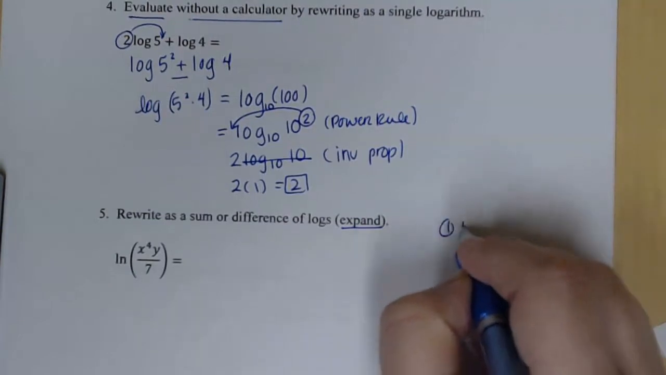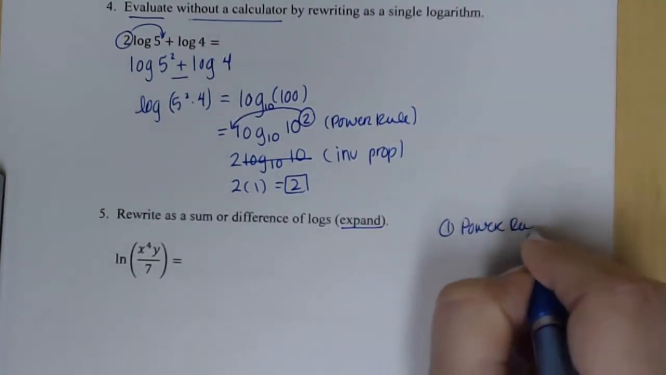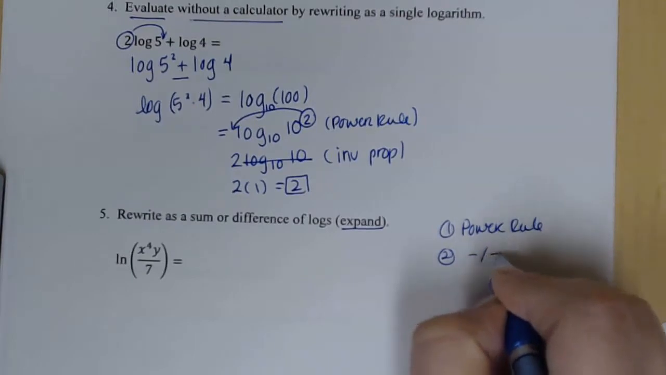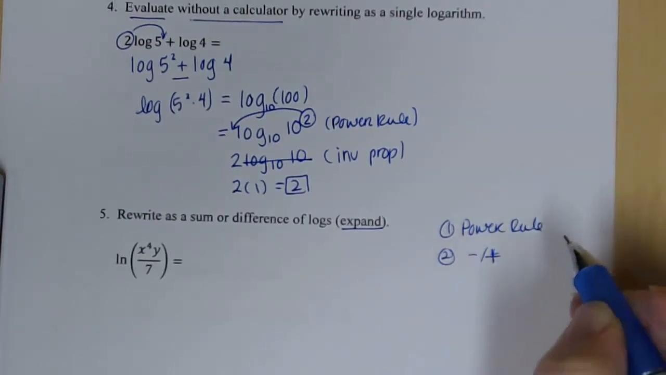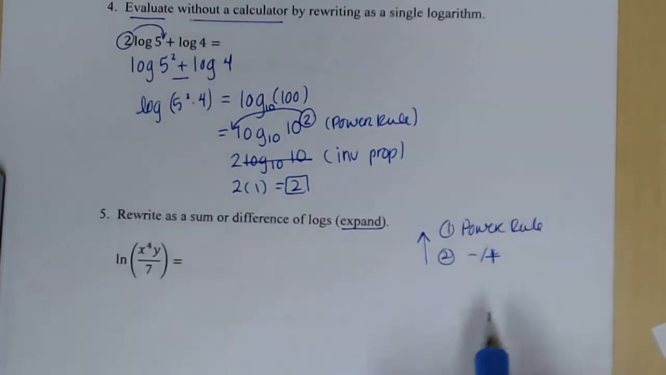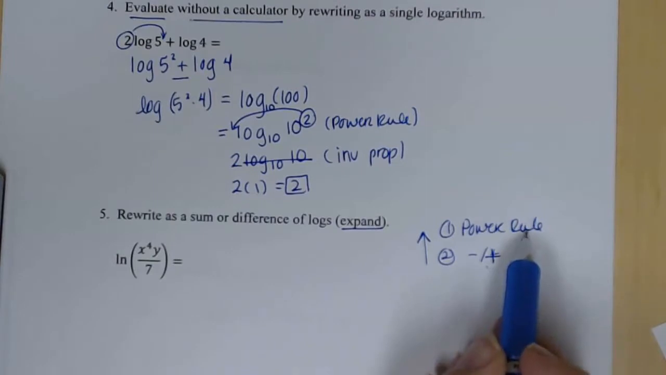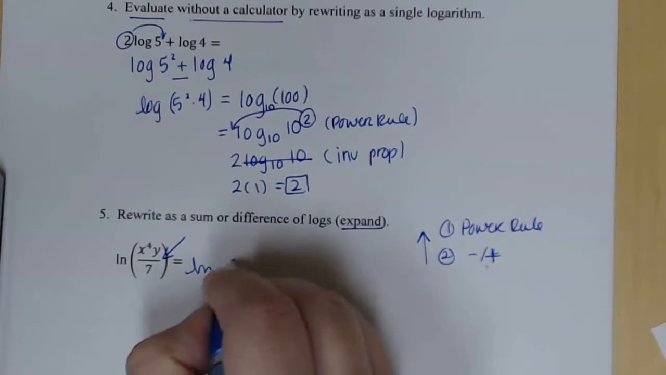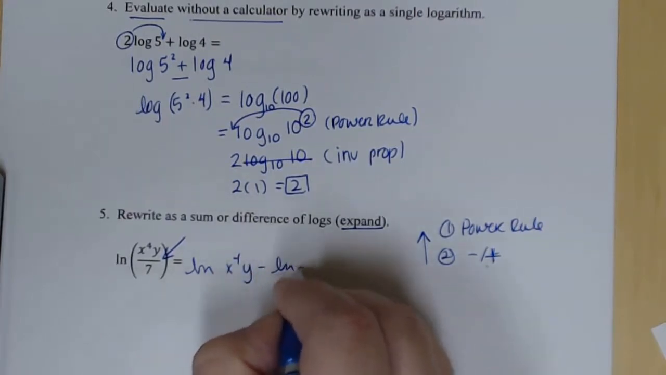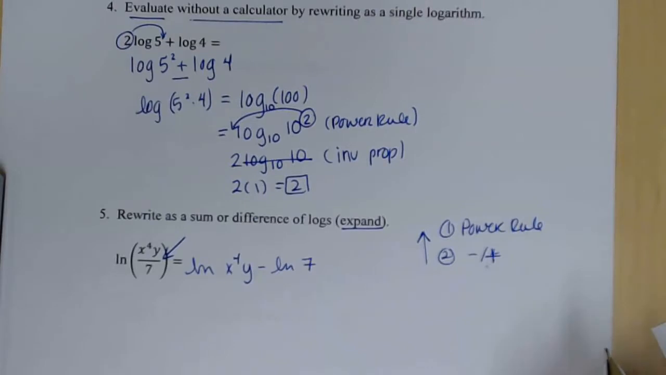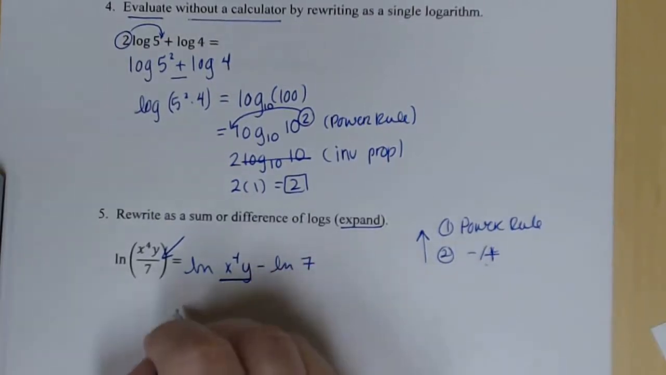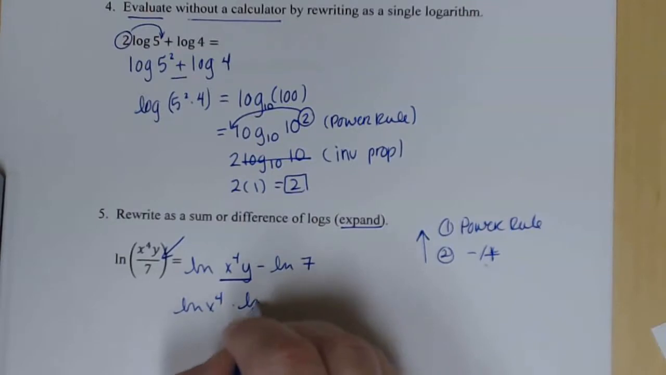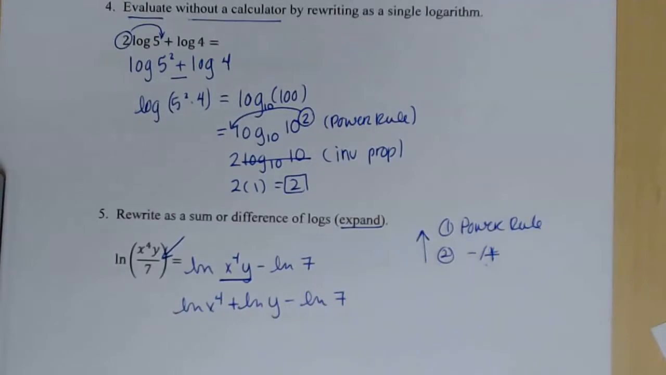So in previous processes, on the previous page I just wrote, you want to handle your power rule first and then deal with your addition and subtraction. In this case, we're going to go from the bottom up. We're first going to expand it out into our subtraction and addition, and then deal with the power rule last. So first thing I want to do is I want to deal with this division bar. So this will give me ln of x to the 4th y minus ln 7. Then I want to deal with this multiplication. So it would be ln of x to the 4th plus ln y minus ln 7.